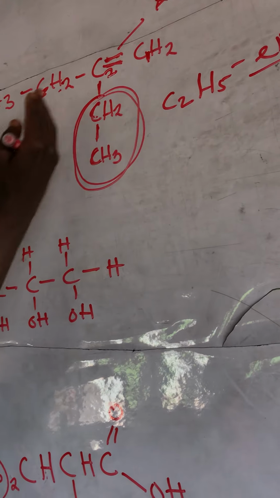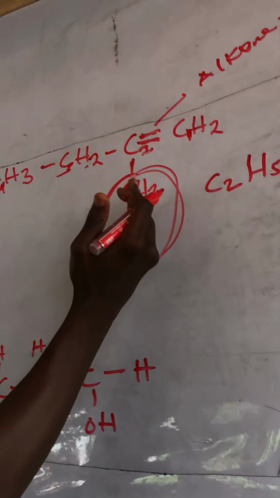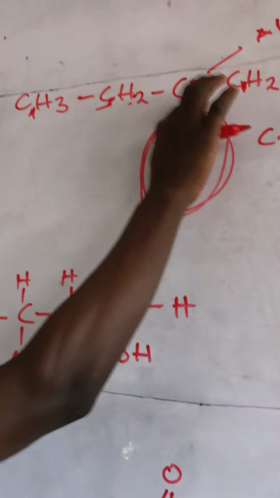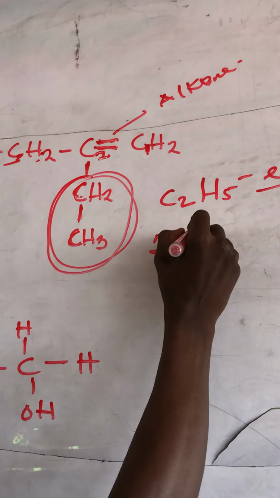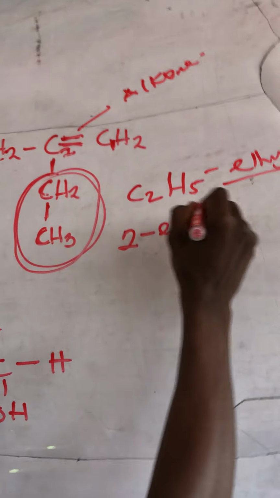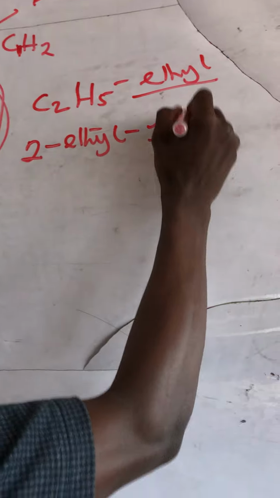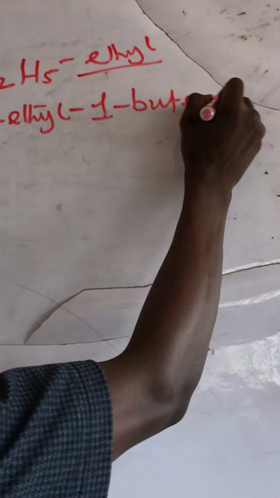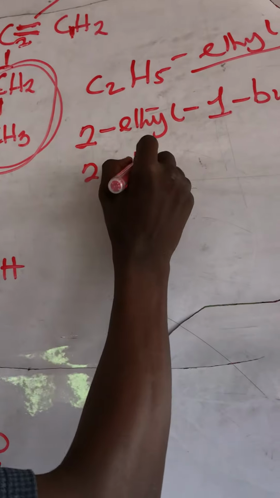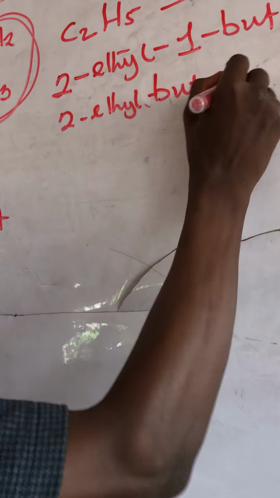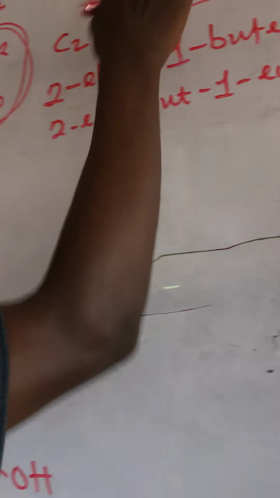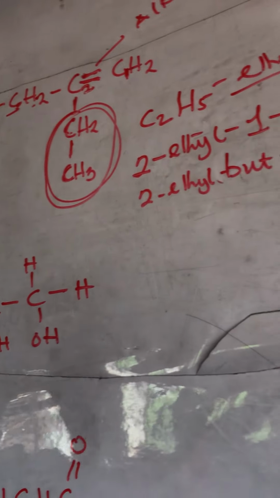Now, I have double bond after carbon 1. Look at it. As you're coming like this, that is where you are going to place your numbering of the double bond. It is after carbon 1. So, this place now, carbon 1, carbon 2, it is going to be 2-ethyl. I cannot say 1-butene. 1-butene or 2-ethyl-butene. So, any of them is correct, depending on the nature of the option that is being given.